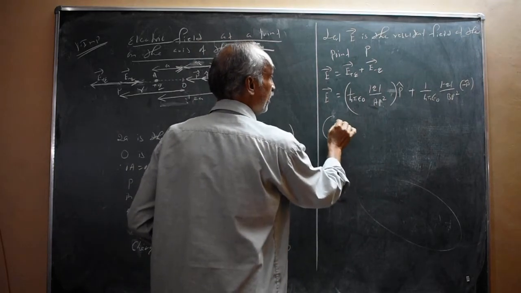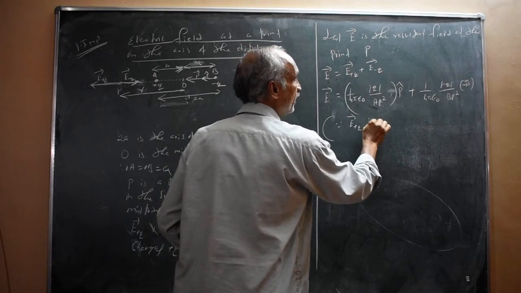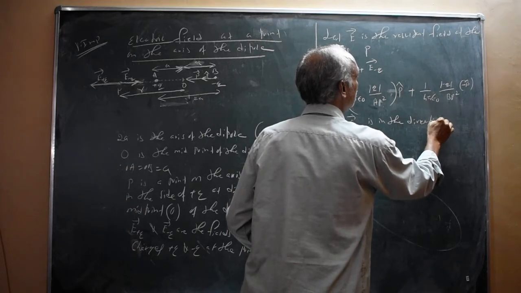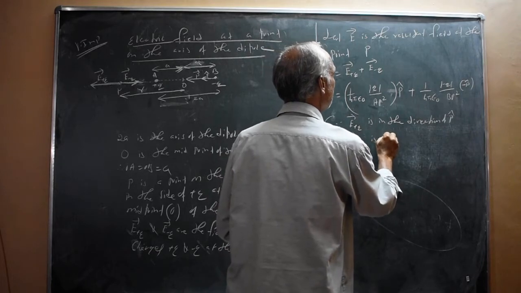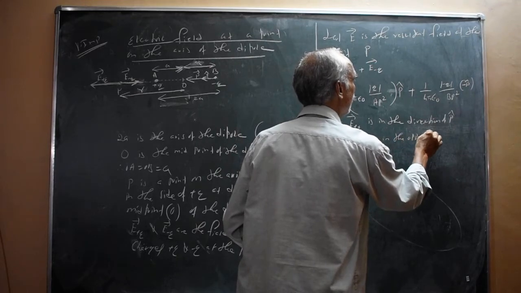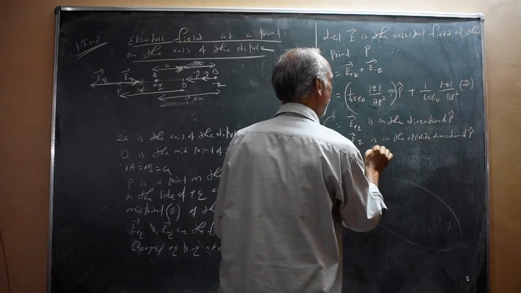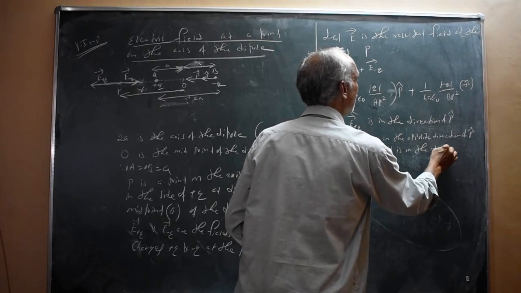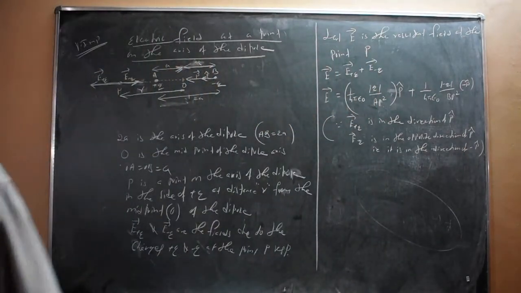Because E bar plus Q is in the direction of P cap, and E bar minus Q is in the opposite direction of P cap. That is, it is in the direction of minus P cap. Opposite direction of P cap is minus P cap.